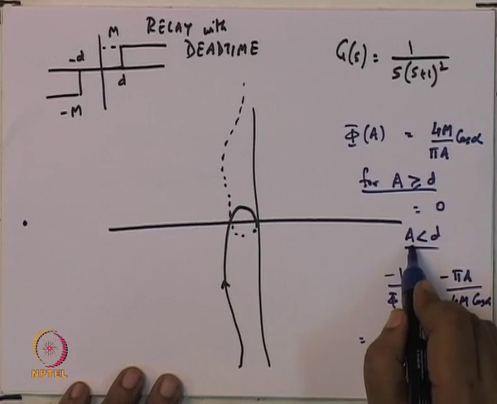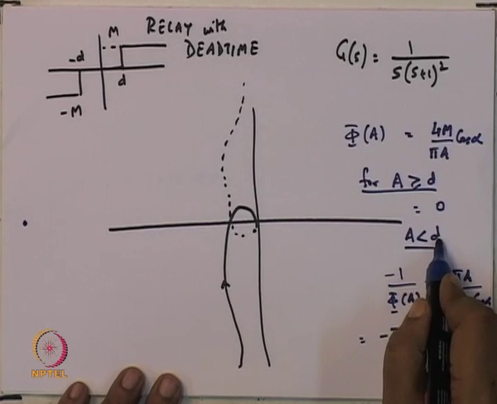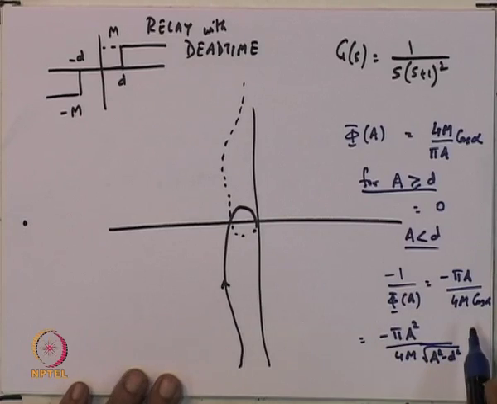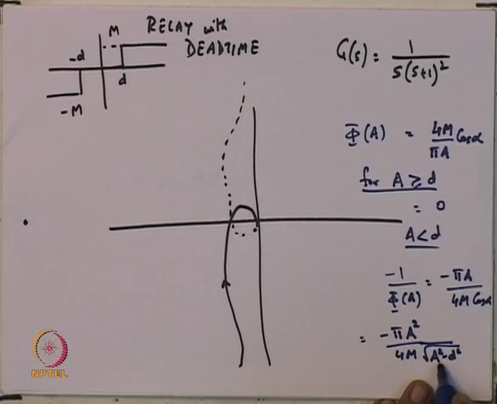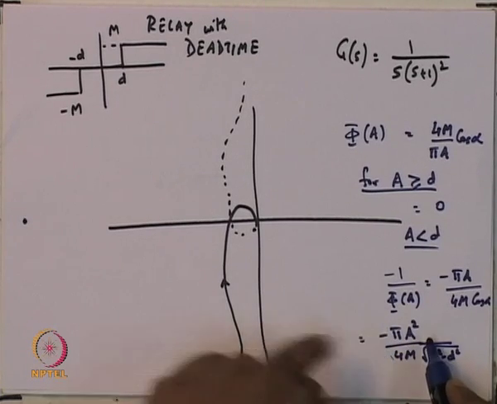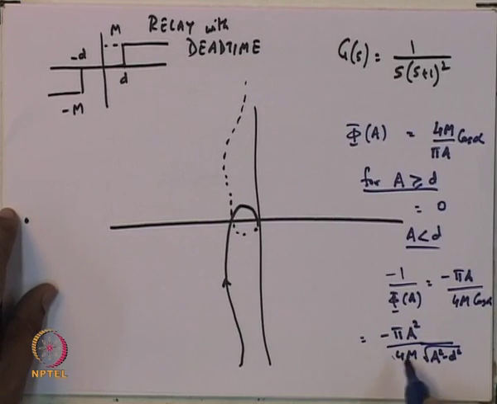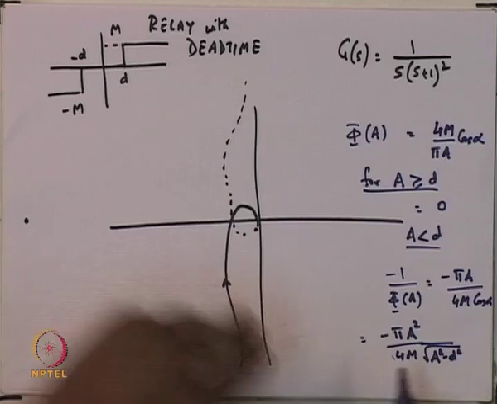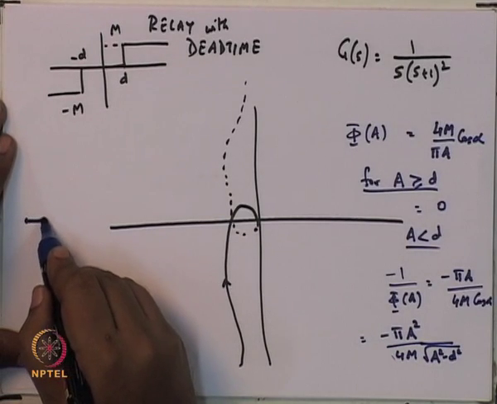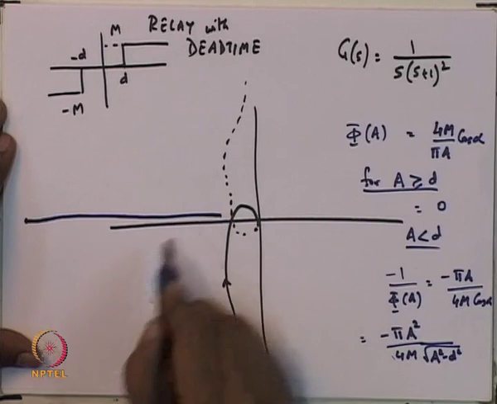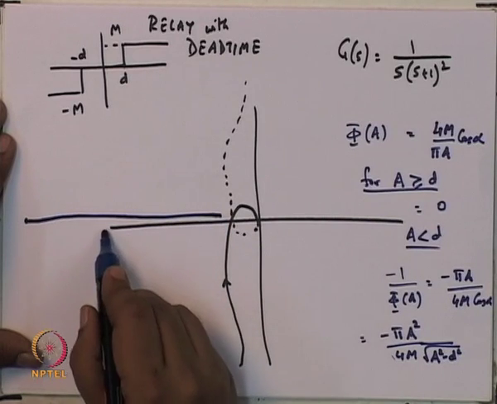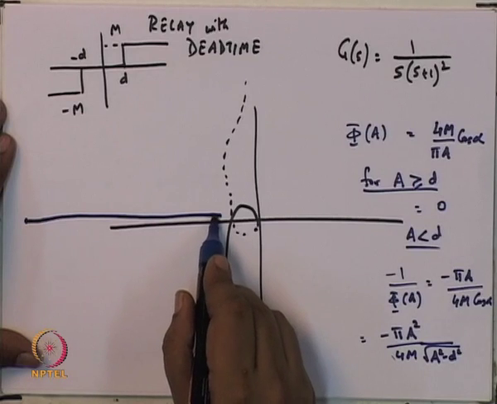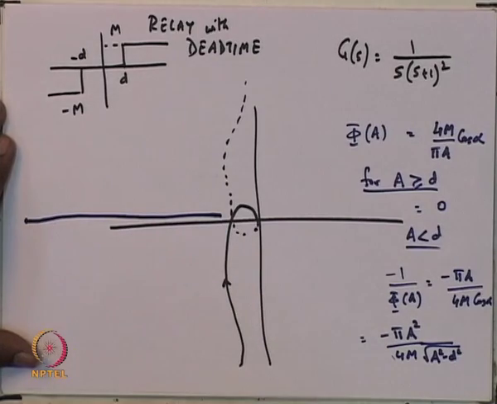Okay. Then once a becomes larger than d, so when a has just become larger than d, then if you look, the denominator is going to be a very small number. As a result, this whole thing is going to be a very large number, so minus, so it's somewhere near this thing. And then as a increases, this minus 1 by phi a decreases. Of course, they are all real values, so I'm not drawing along the axis because I want it to be clear what this is.